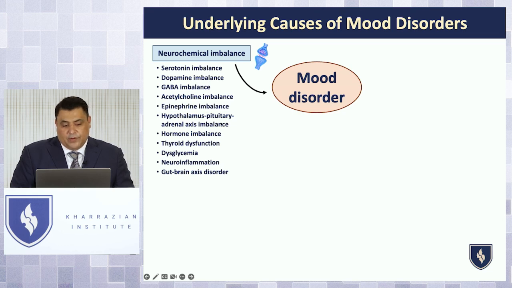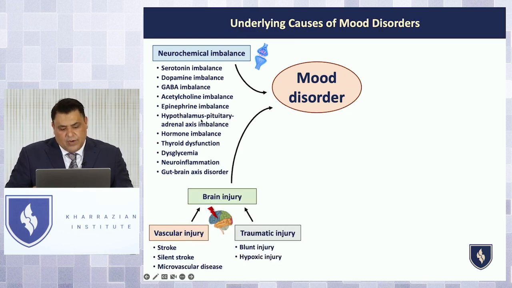There's hypothalamus pituitary adrenal imbalances. We'll talk about some of that research, hormone imbalances, thyroid dysfunction, dysglycemia, neuroinflammation, gut-brain axis. So here's just a list of some of them. There's obviously many more. So, you can go down this tract for people with mood disorders. But another common one is just brain injury. People injure their brain. They get mood disorders.